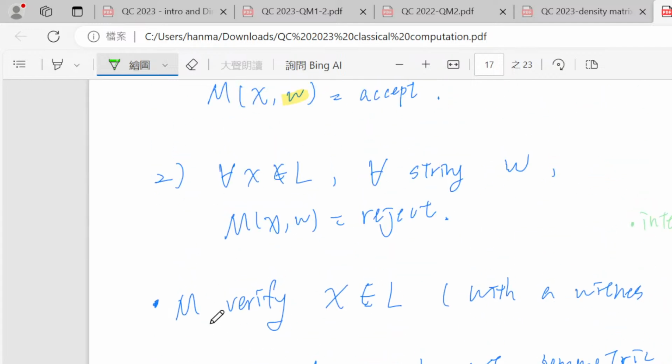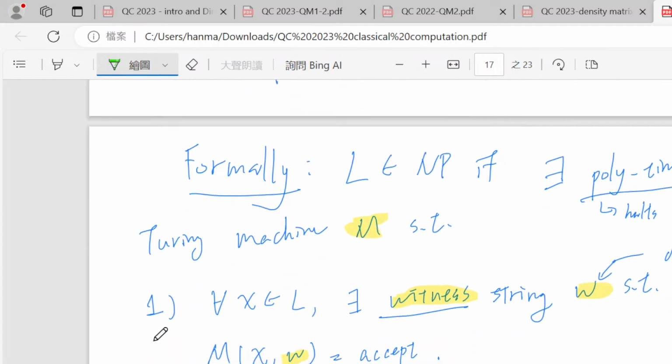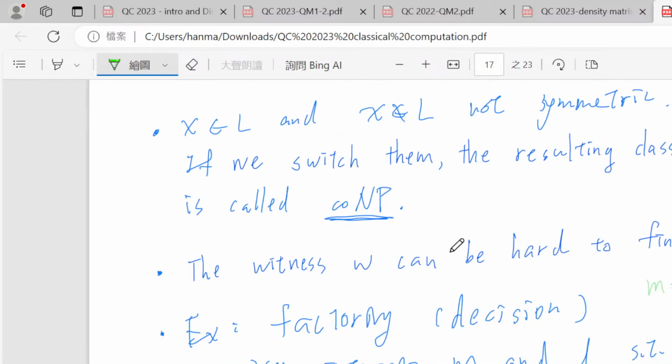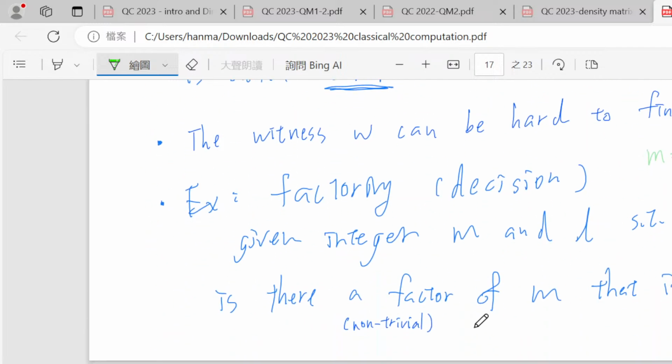Also, the question you might have is, well, why is NP not equal to P? You can just try to find a witness, and then you can decide in polynomial time whether x is inside L. The trick here is there are many possible witnesses, and finding the correct witness for your x can be really hard. So the witness can be hard to find.